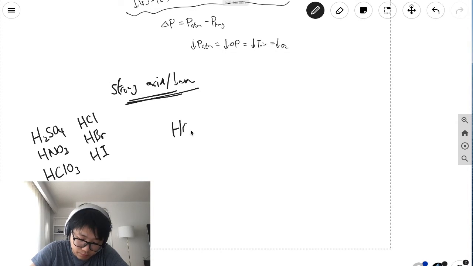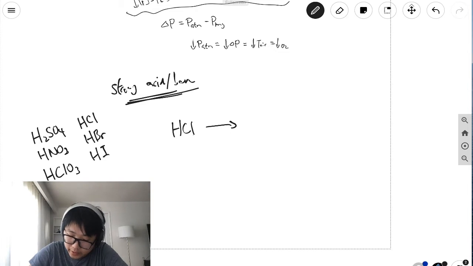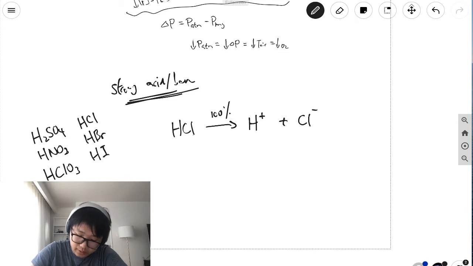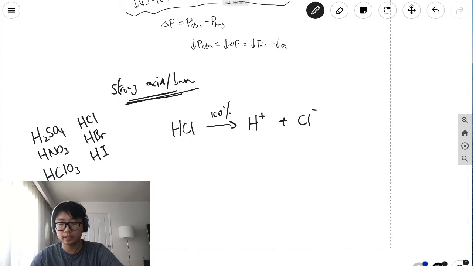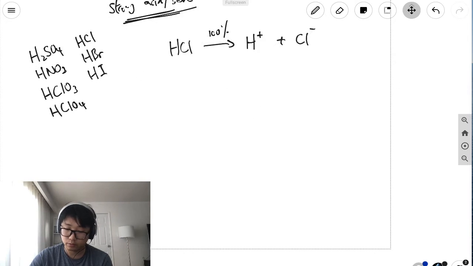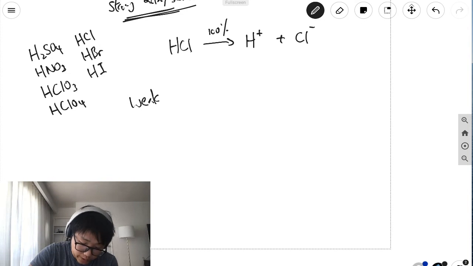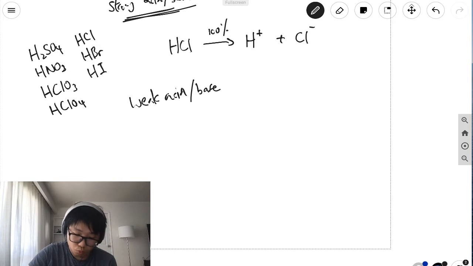So what that means is if you have HCl, you can choose to just write that as H plus and Cl minus. Just break them apart. Because what we're saying with strong acid and bases is that this dissociation is near 100%. 1 mole of this will give you 1 mole of each of the products. So stoichiometry is okay there. No ice table needed.